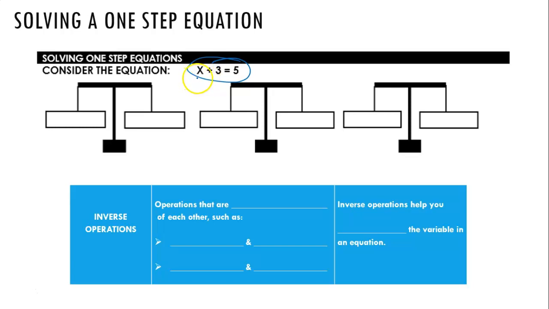We want to think about equations as a scale. What that's telling me is something added to 3 balances with 5. Those two sides are equal. If I want to solve for x, that means I need to isolate x, which means I need to take 3 away from each side. And I'm actually going to show that over here.